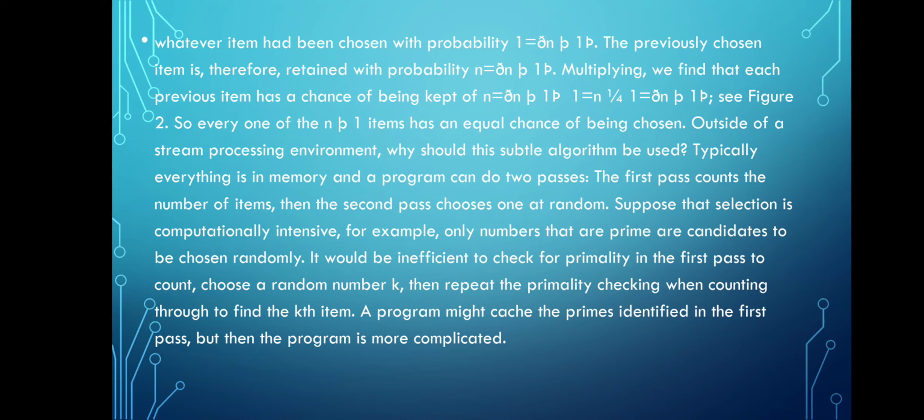Choose a random number k, then repeat the preliminary checking when counting through to find the kth item. A program might cache the primes identified in the first pass, but then the program is more complicated.